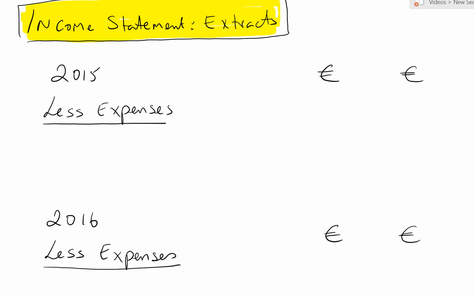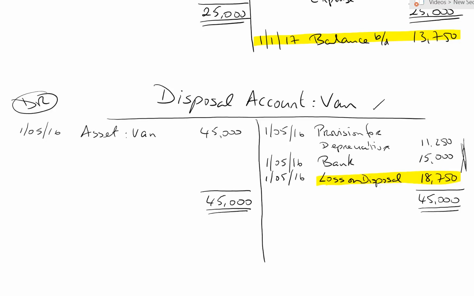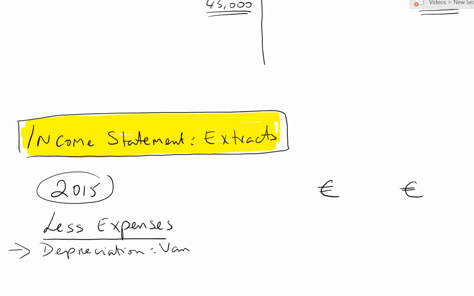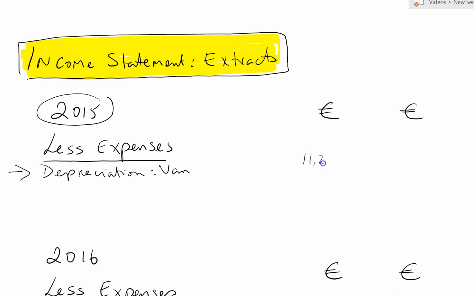So, in 2015, I'm going to have the income statement extracts. I'm simply going to write in depreciation, van. So we'll have all the other expenses here. You'll have wages and salaries, rent and rates, depreciation, computers, and so on. But we want to show the bit we're working on. So the depreciation on the van is, well, let me just scroll back up here. And we see, there it is there. Year ended 31st of the 12th, 2015, 11,250. So I go back down to my income statement extracts, and I put in 11,250. That'll be added up then with all the other expenses, taken away from the gross profit to get the net profit. So that is it for 2015.